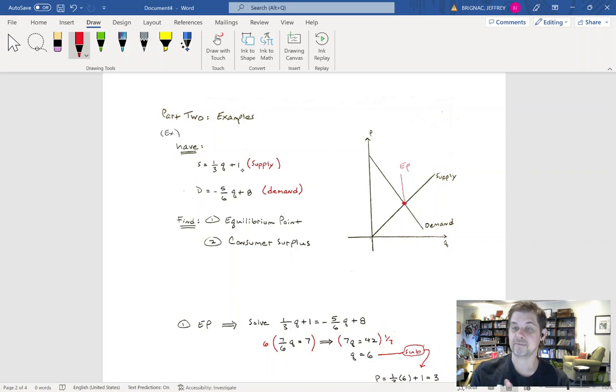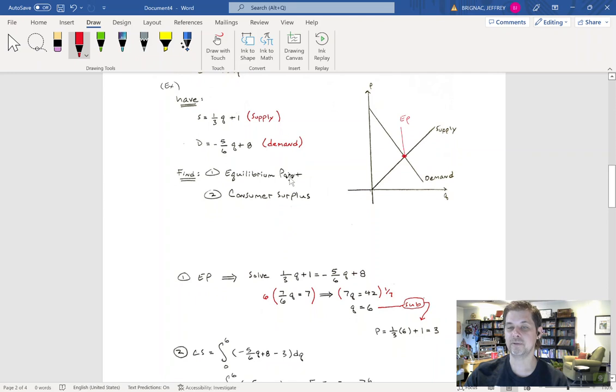Now, that's what I have, and I know it looks something like this. At this point, I'm not telling you anything more than that. With that being given, here's what I would like to find: the equilibrium point, which I explained in concept, where the supply and demand curves meet, and then the consumer surplus. First, in order, let's find the equilibrium point.